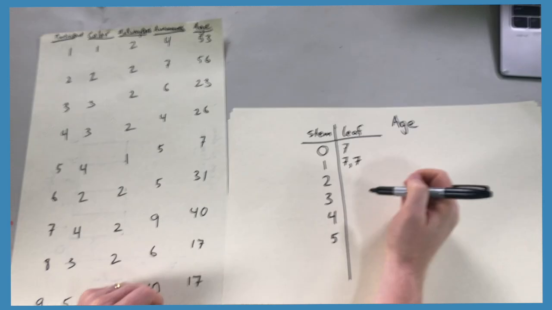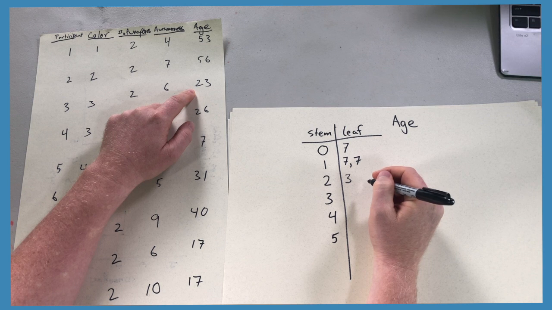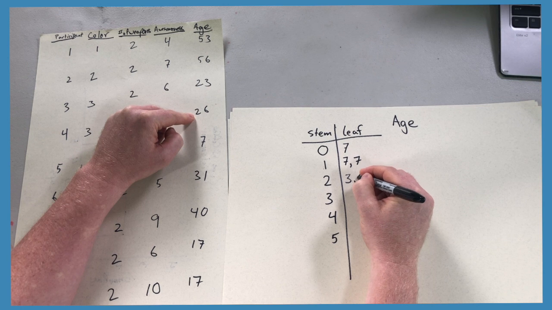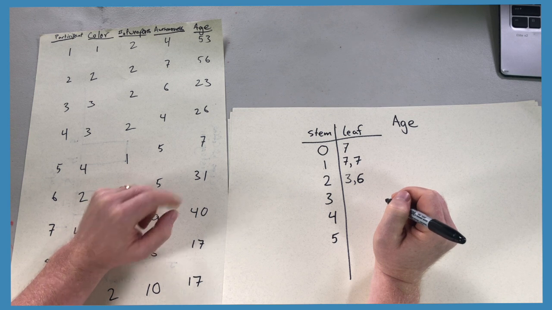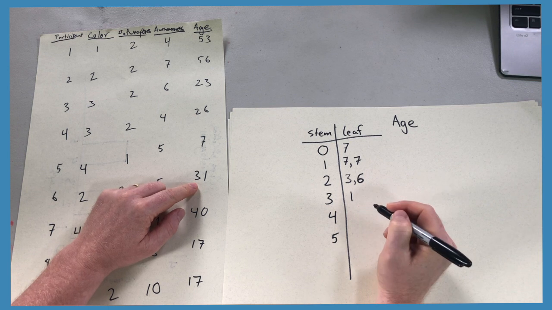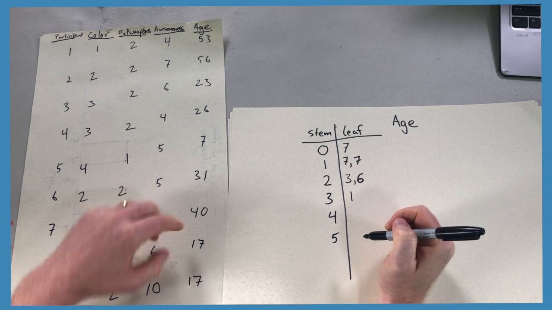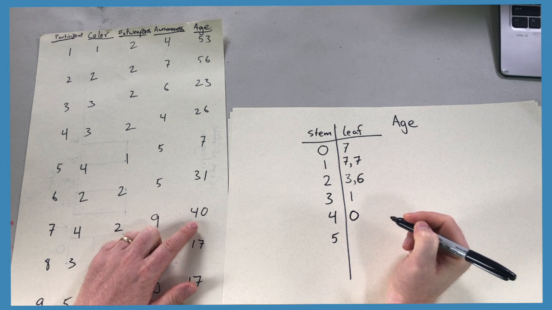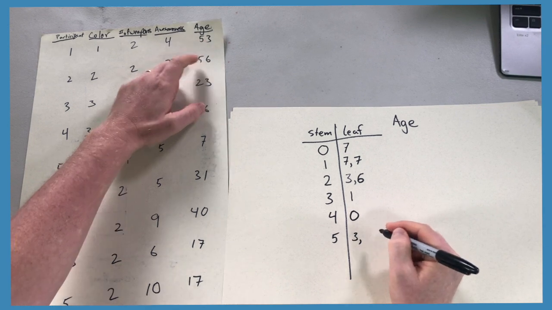Right here, this person is 23, so we put a 3. But we have somebody else who's 26, so separated by a comma, we also put a 6 right there. Then we look for our 30s. We have 1 person who's 31. We don't have anybody else who's 30. We have 1 person who's 40. The stem is 4. The leaf is 0. So this person is 40. We have 2 people in their 50s. 1 person is 53, and 1 person is 56.